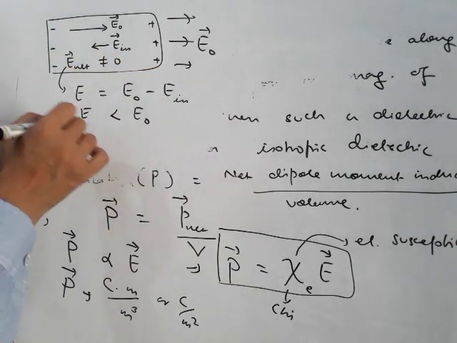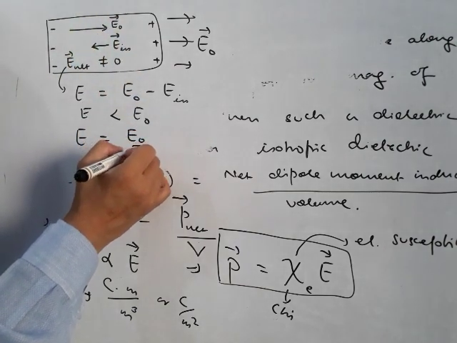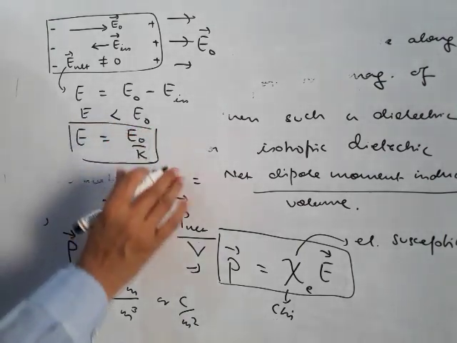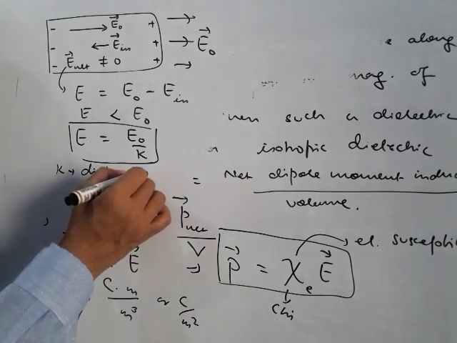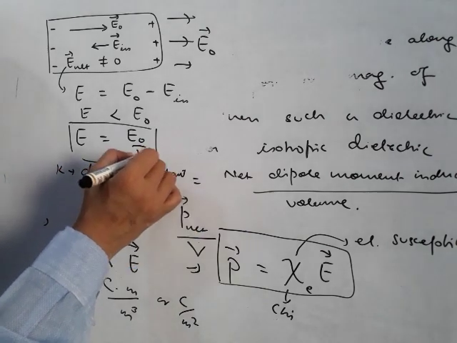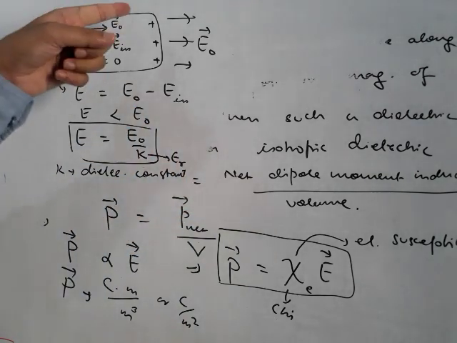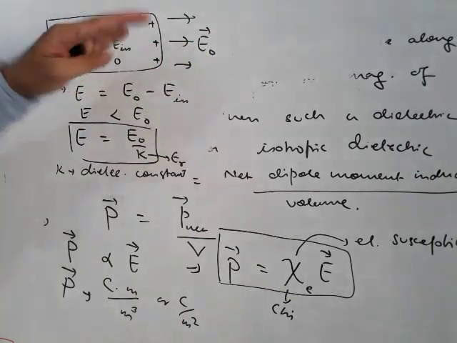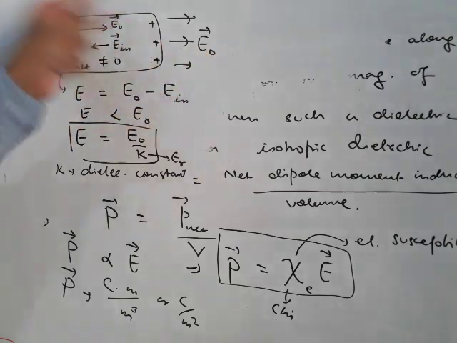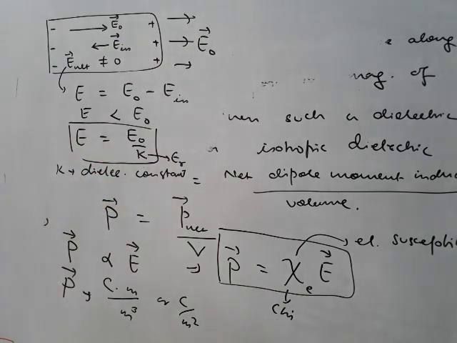It is found that this net electric field inside this dielectric is given by the formula E naught by K, where K is the dielectric constant, which is same as epsilon r, which you have read earlier. So remember, if you have a dielectric in presence of external electric field E naught, in absence of dielectric the field was E naught, in presence of dielectric the field will become E naught divided by K. Is this clear, students?